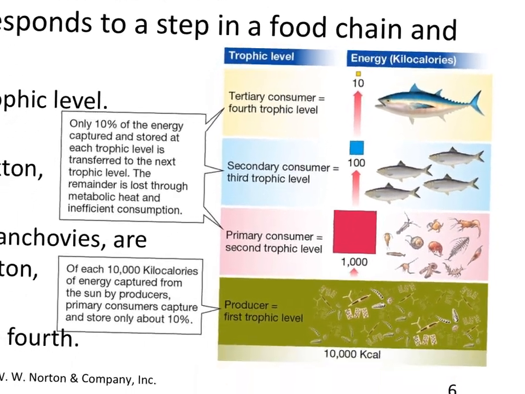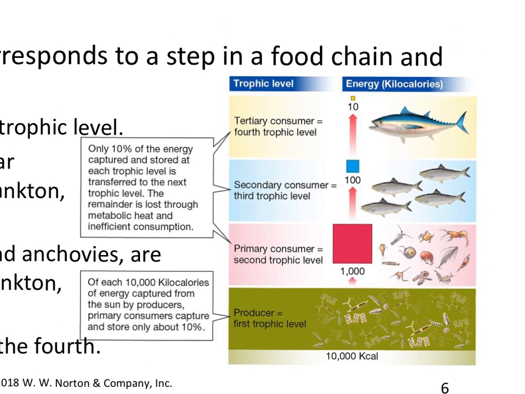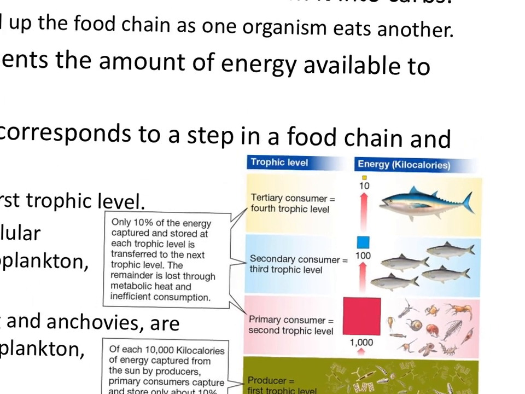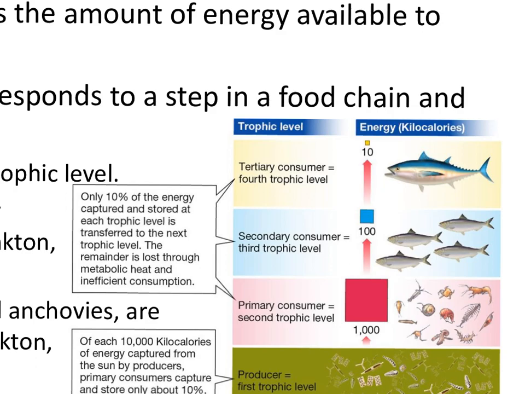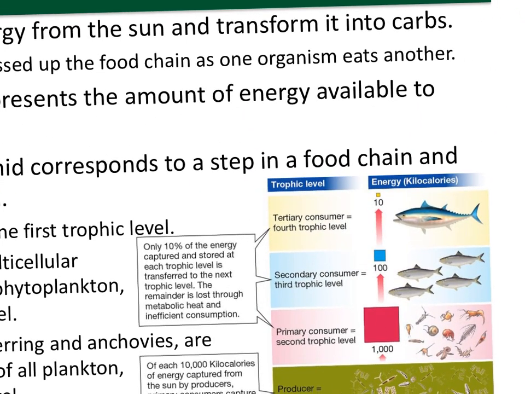And so you can see you have calories, kilocalories, 10,000, let's say, at the producer level. For the zooplankton, you're losing another 10%, or you're down to 10% of the original, so that's 1,000 kilocalories. If we get to the fish, we're down to 100 kilocalories per 10,000 kilocalories. And then finally, tertiary consumers, or the fourth trophic level, that includes predatory fish that are eating other fish.